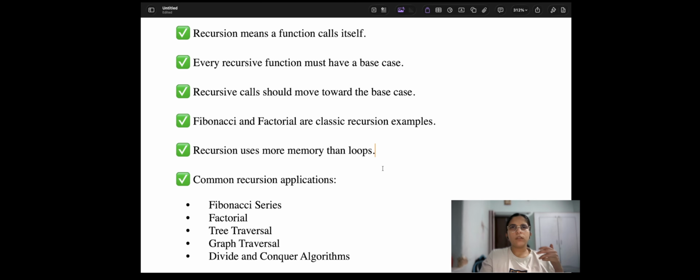Sometimes, if you use recursion, it is better. But if you use the approach of loops, then it seems that you are a very good developer because that's quite easy to understand also.